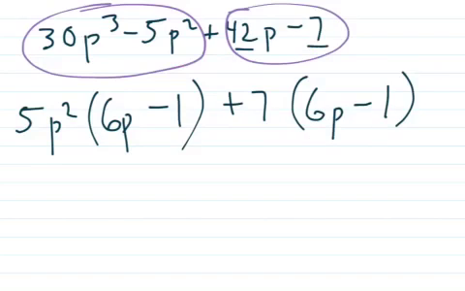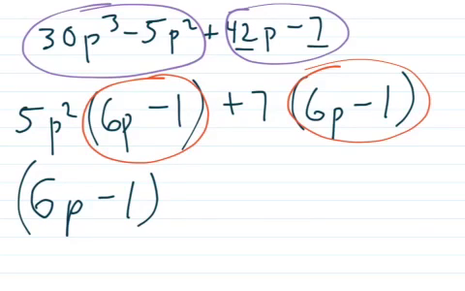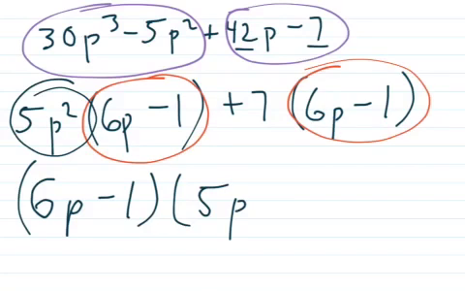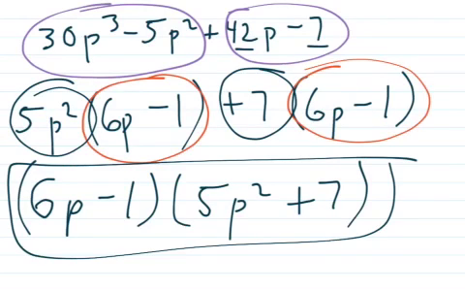Okay, so if we agree with that, notice we have 6p minus 1 in both of them. So that will be my common factor again, 6p minus 1. What's left over here is 5p squared. What's left over here is plus 7. And that is our answer. That is the factoring by grouping of the original problem.